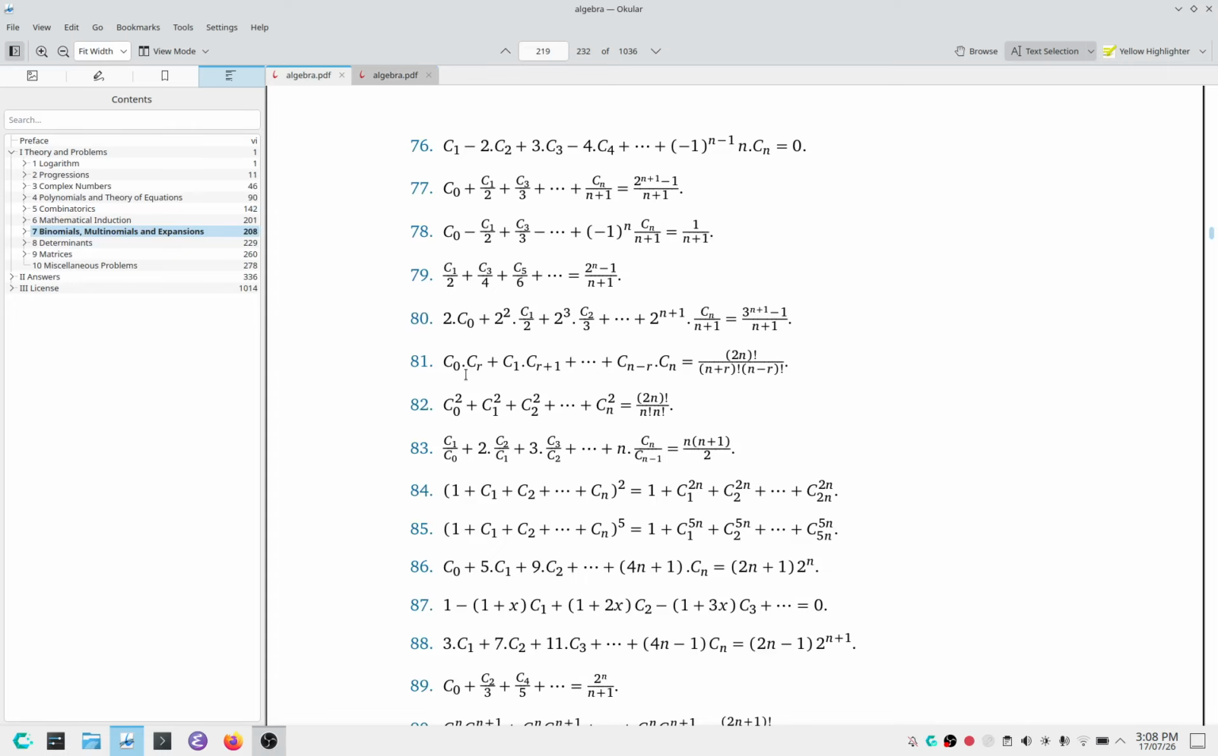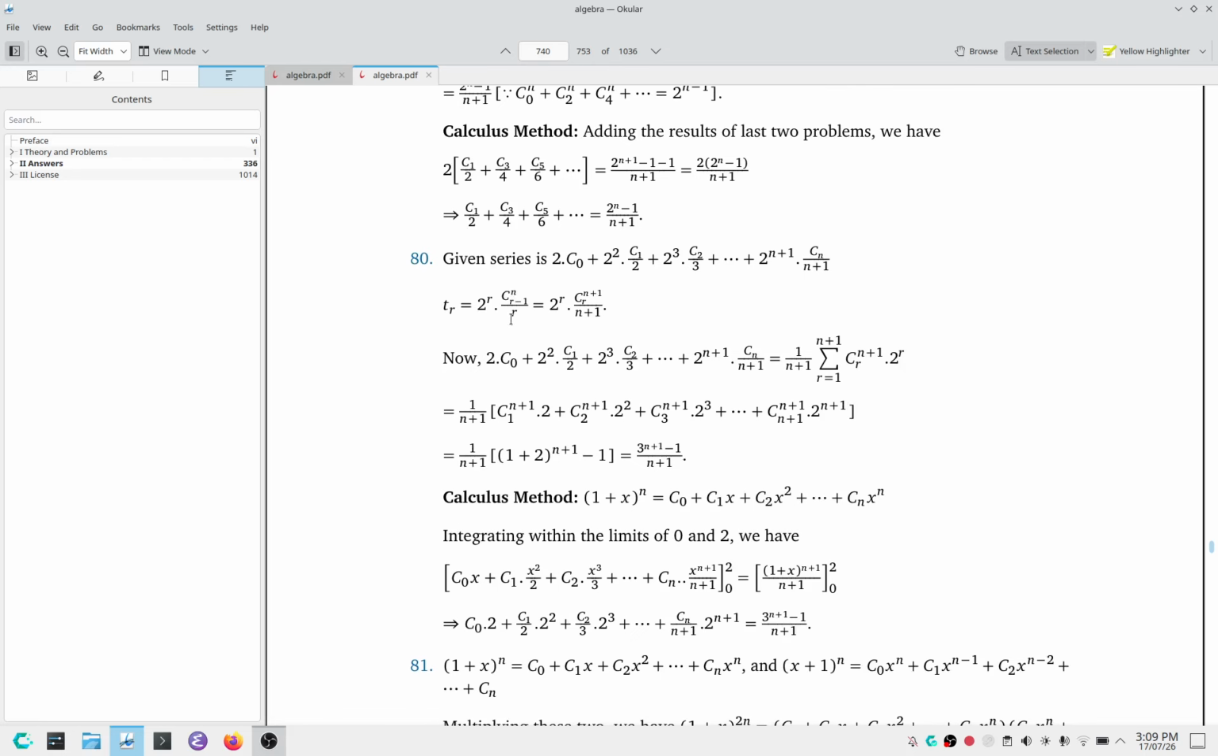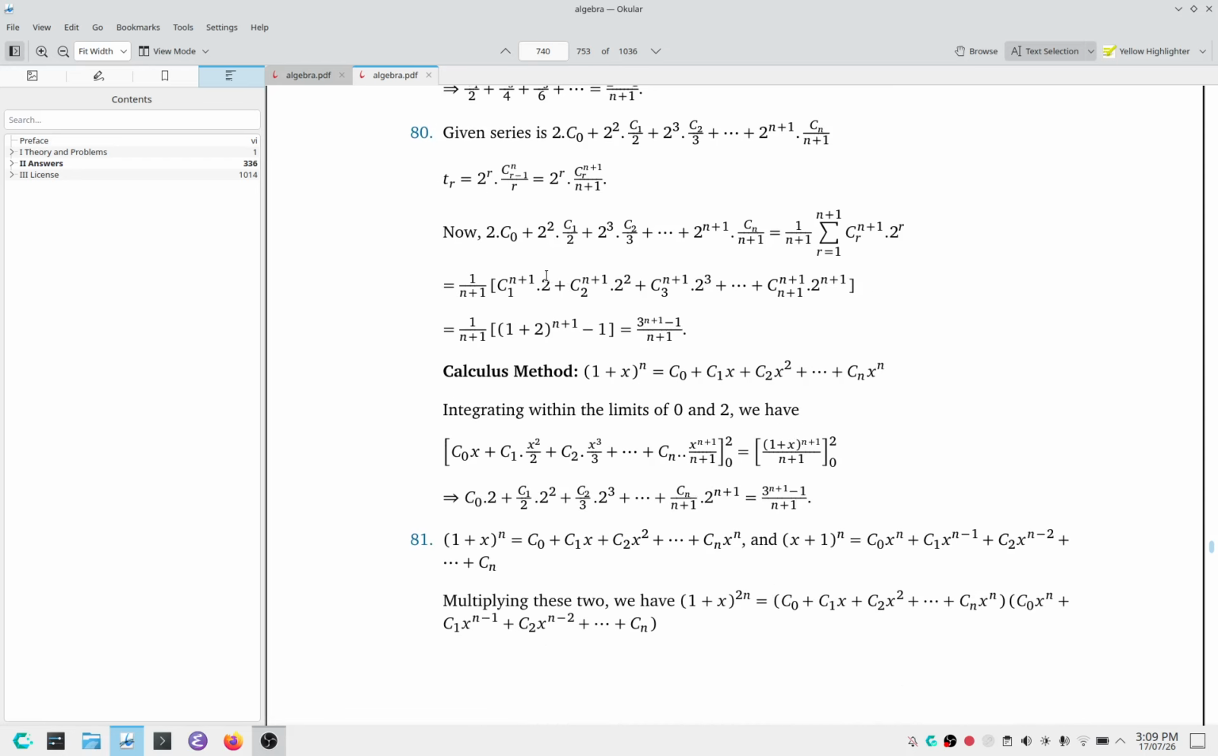Now we come to the last question of this set. We have 2 times C0 plus 2 square C1 upon 2 plus 2 cube times C2 upon 3 up to 2 to the power n plus 1 Cn upon n plus 1 is equal to 3 to the power n plus 1 minus 1 upon n plus 1. So the general term is 2 to the power r nCr upon r minus 1, which is equal to 2 to the power r n plus 1 Cr upon n plus 1. So we sum from r is equal to 1 to n plus 1.